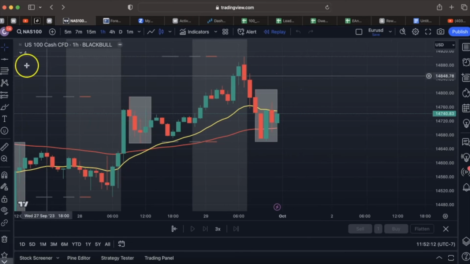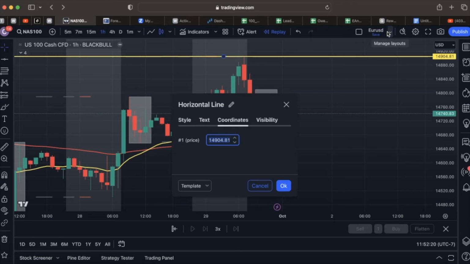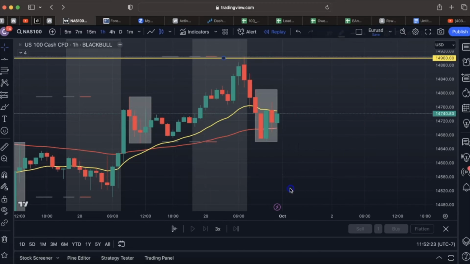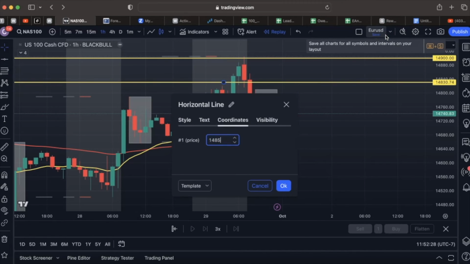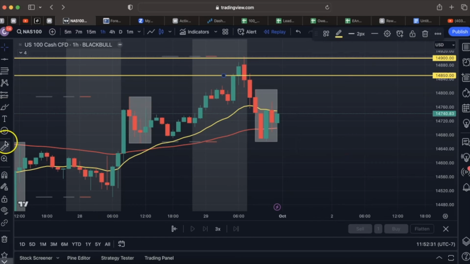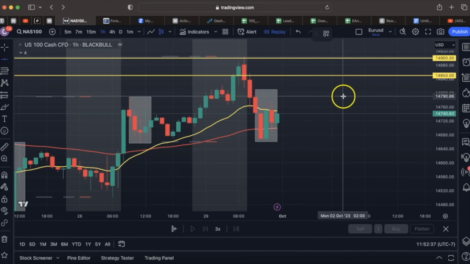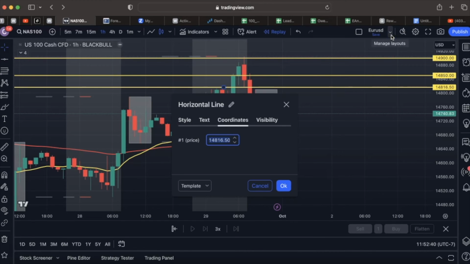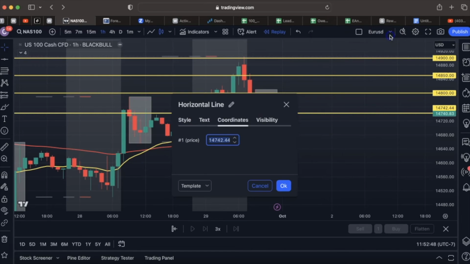Now with Nasdaq 100 though, I'm going to have it at every 500 pips. So 14,900 would be our first one. Then 14,850 would be our next one. Let me see if this is correct. Yeah, I'm pretty sure it's spot on. Yep, 500 pips, perfect. Then 14,800. And I'm going to go through and I'm marking up all these levels. Very, very important. 14,750 is the next one.